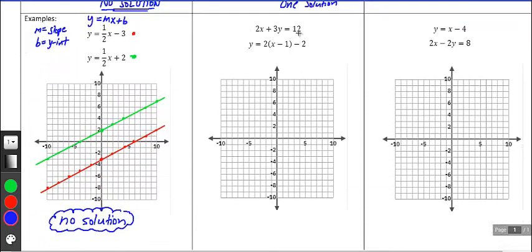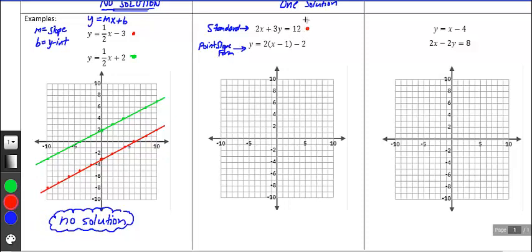Ooh, those are not in y equals mx plus b form. It looks like this is in standard form. And this one is in point slope form.